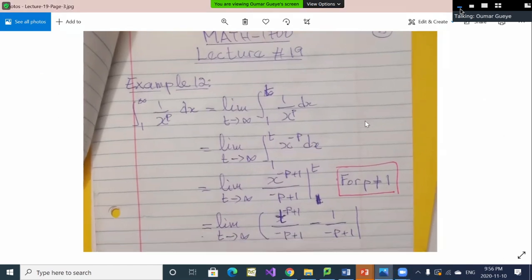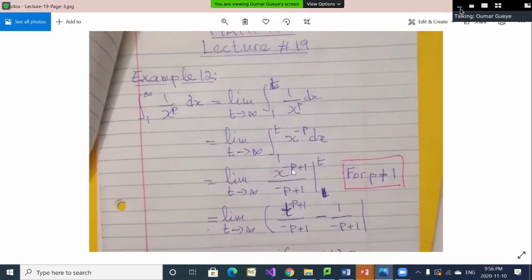All right, so next step, I'm going to calculate this at t. As the FTC says, I'm going to replace x by t. It becomes t to the power -p plus 1 over -p plus 1. And next, I'm going to substitute x by 1. So you get 1 to the power -p plus 1, still over -p plus 1. And now we're ready to calculate this limit. Is it okay?